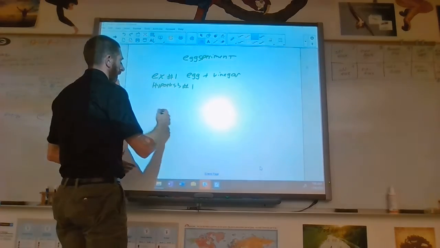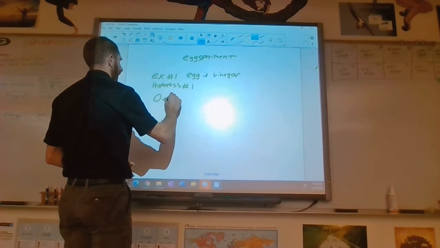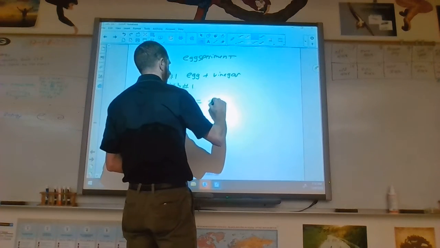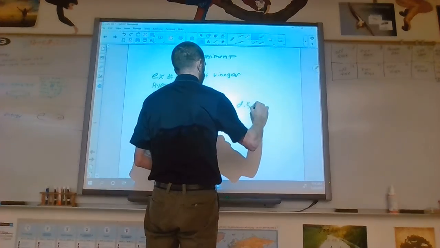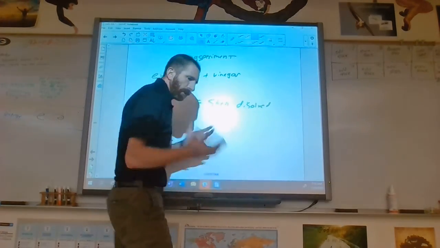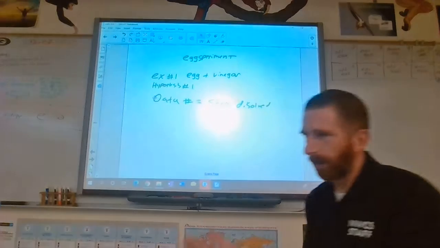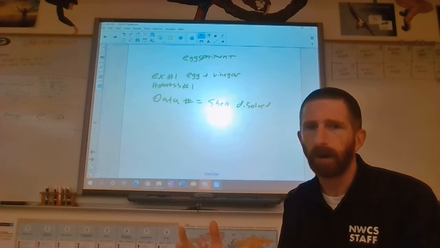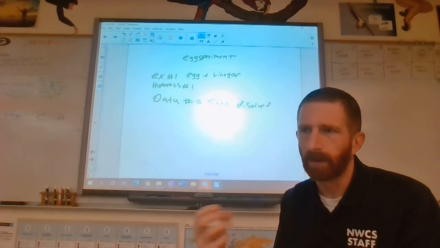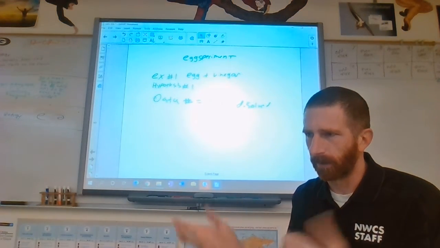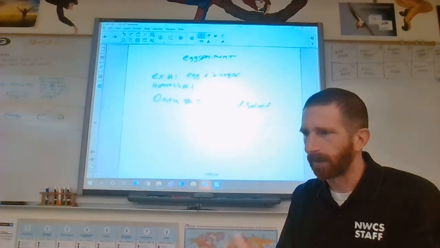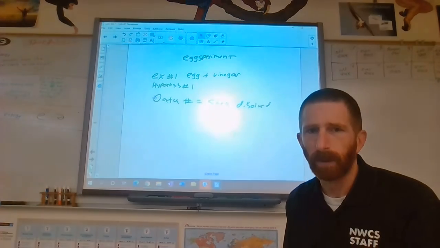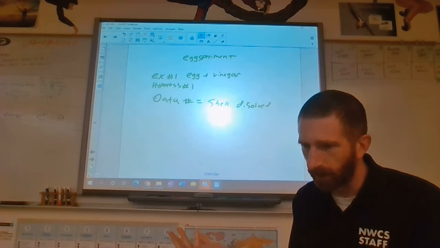Data number one equals shell dissolved. That should make sense because you remember from chapter 2, when we were talking about water, we were talking about pH, and we realized that vinegar is a weak acid. It's going to dissolve things, introduce hydrogen ions, and that's going to break up the calcium and bind with calcium ions and make the little bubbles and everything like that. So that should come as no surprise.